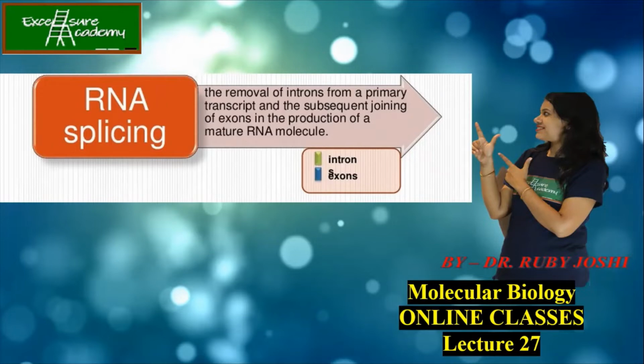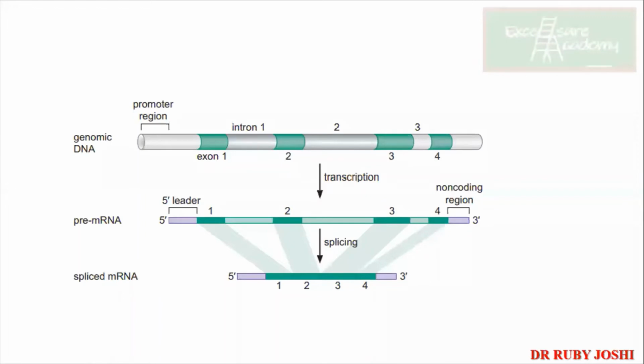So that is what we are going to discuss today: what are the different ways by which the RNA is getting spliced, so that we get different combinations of RNA product or transcript which will be further translated to protein. This is the basic mechanism by which the RNA is getting spliced.